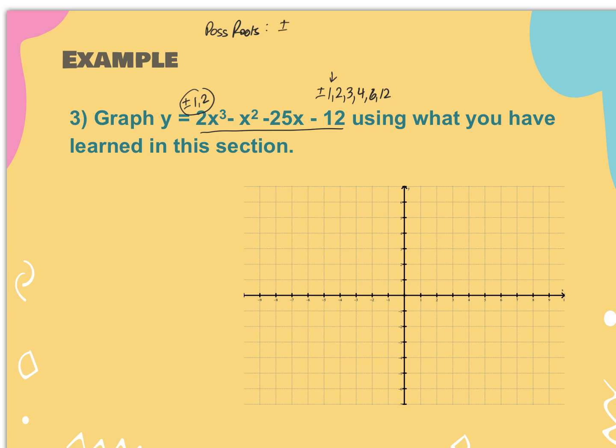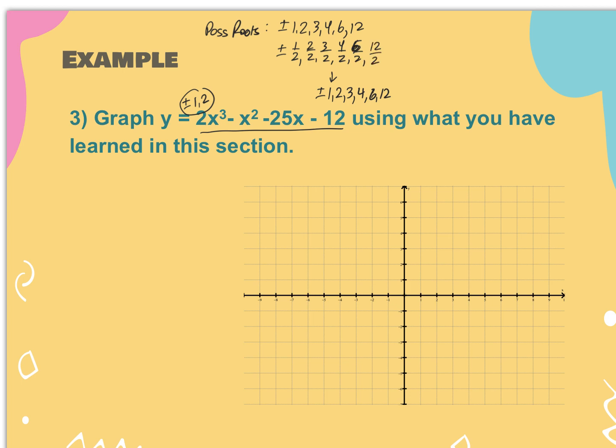So I'm going to start putting everything over 1. Well, you know anything over 1 is just itself. So I'm going to start with just rewriting these numbers by themselves. And then the second set is going to be those numbers over 2. So it's going to be 1 over 2, 2 over 2, 3 over 2, 4 over 2, 6 over 2, and 12 over 2.